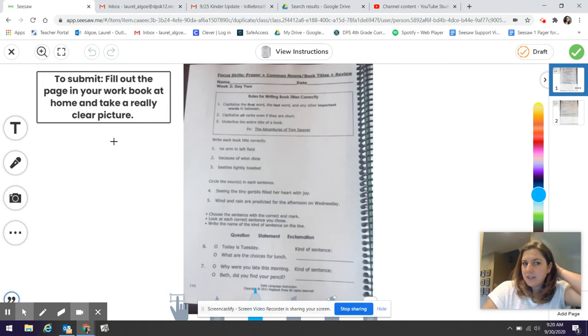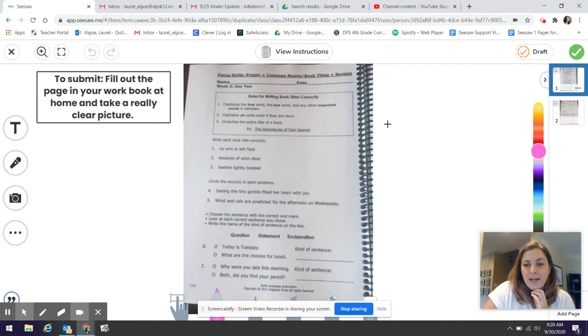And the directions are just the same as always: fill out the page in your workbook and take a really clear picture. Your picture can then cover this whole screen here with the page on it, so that it's easier for you to see. However, I'm going to not follow the directions I just gave you, and I'm going to do the work on the workbook page just so you can see. So up at the top, it says rules for writing book titles. That's what you're going to be practicing today.